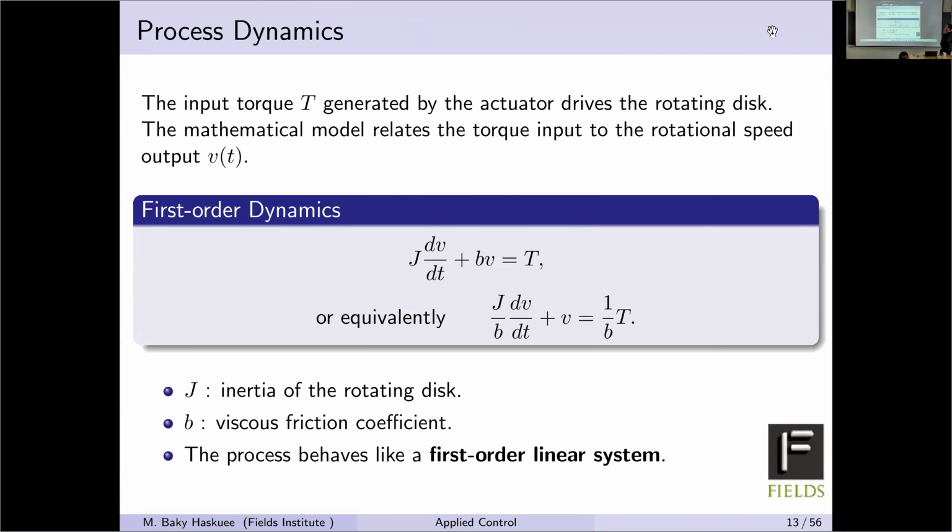The process that we had has these two main equations. If we combine them, we will have this first order differential equation, which is clear for you. As I explained, J is the inertia of the rotating disk, and B is the viscous friction coefficient. And then this is the torque of the motor, and the result will be V, the velocity of the disk, by solving that. So this is a simplified system that we have.